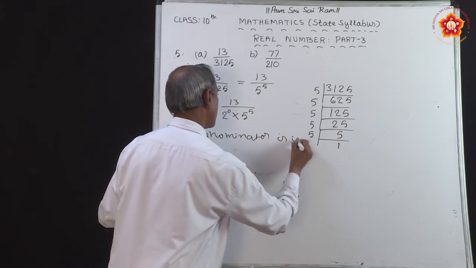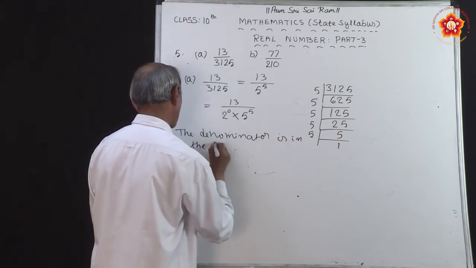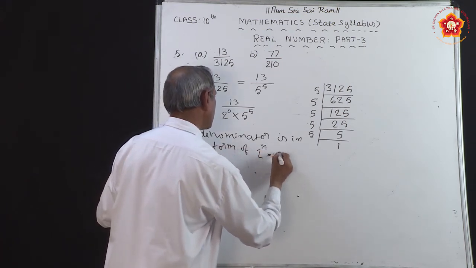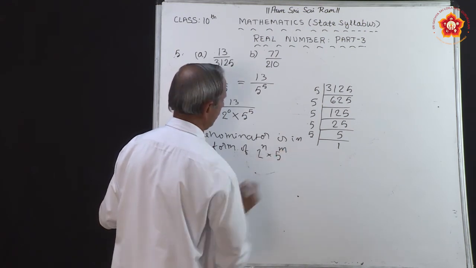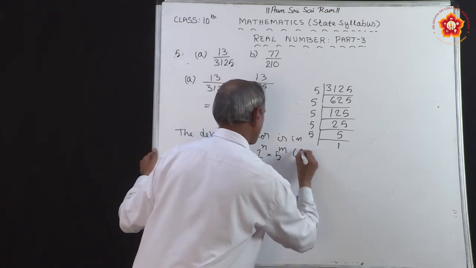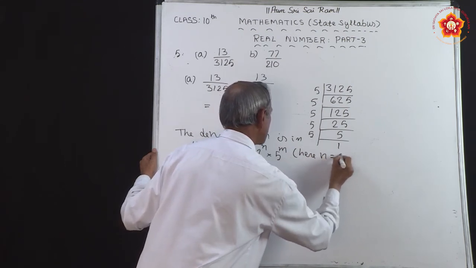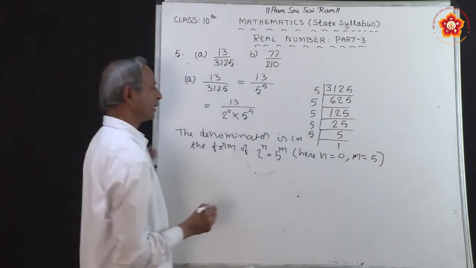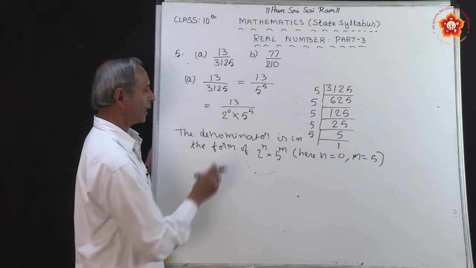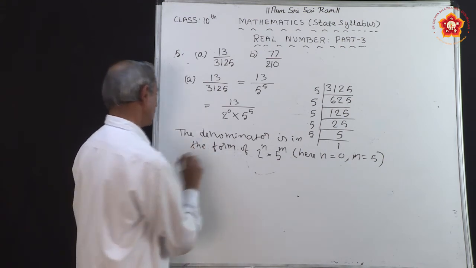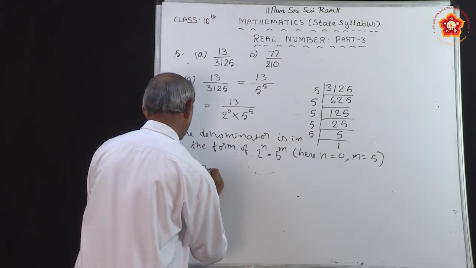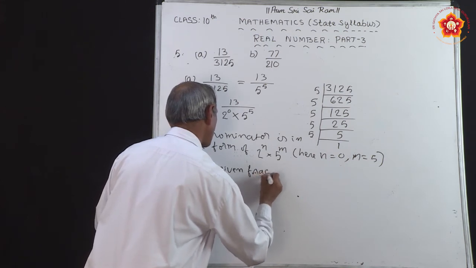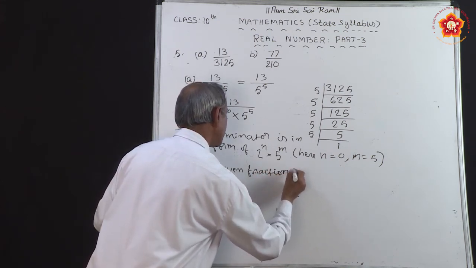Now here the denominator is in the form of 2 to the power of n into 5 to the power of m. Here n value is equal to 0 and m value is equal to 5. Now if the denominator is in the form of 2 to the power of n into 5 to the power of m, then it is a terminating decimal. Therefore the given fraction is terminating.